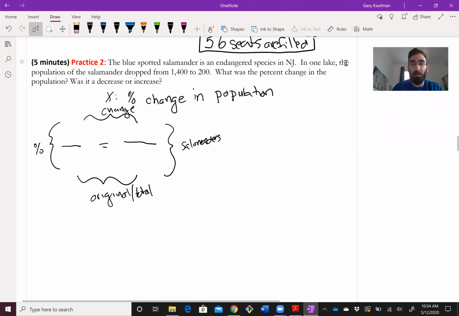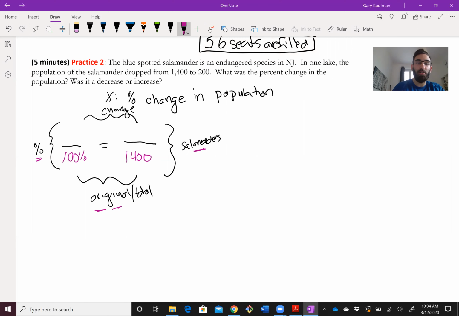So I've already set up my proportion and thought about what should be on the left, what should be on the right, what should be on the denominator, what should be on the numerator. So let's look at this, okay? We have our percentage and our original. That's our total. Well, our percentage, that's 100%. And then we have our salamanders and our original. Well, we can look right here. It was originally 1,400. So that goes right there.